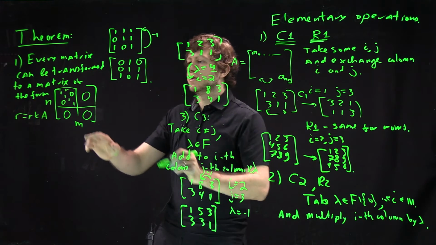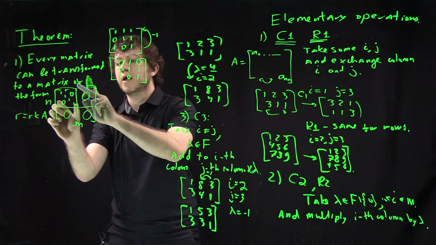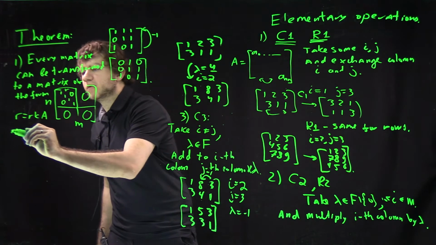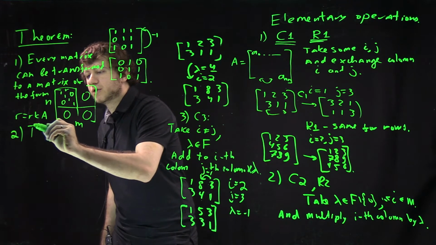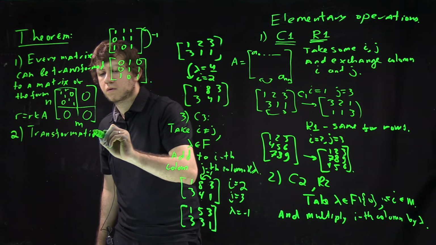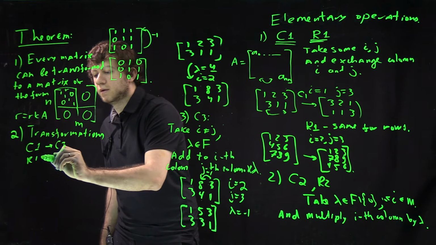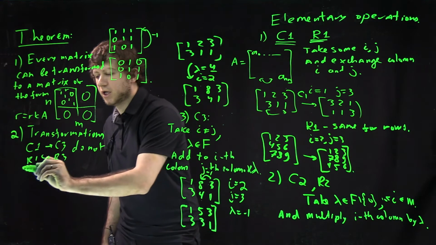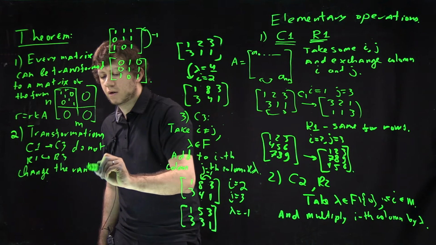So this is the first statement. You can do these operations many times. Eventually you get just ones on the diagonal, everything else is 0, and the number of ones is the rank. So that's the first statement. And the second statement, which is a part of the proof, is that the transformations C1, C3, R1, R3, all of these do not change the rank of A.